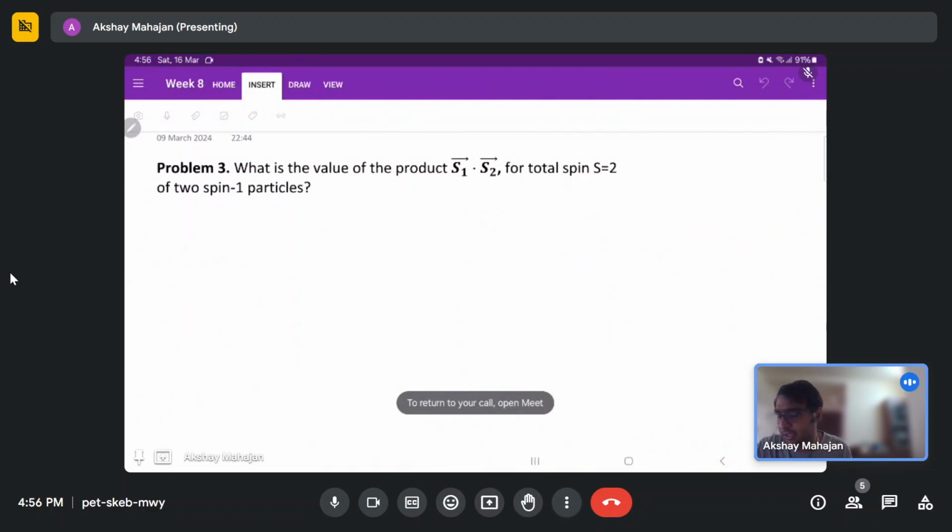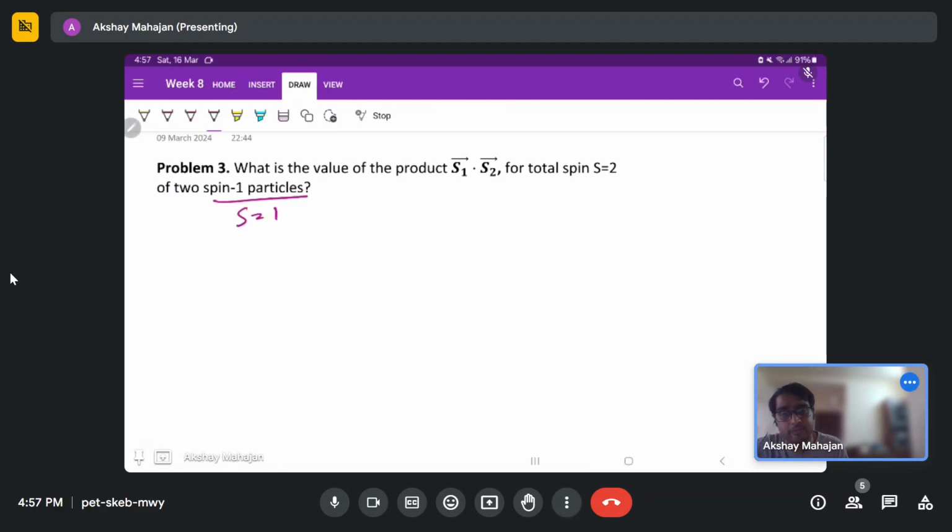So now problem number 3: what is the value of the product s1 vector dot s2 vector for total spin S equals 2 of 2 spin 1 particles? We are given 2 spin 1 particles, so each particle has s equals 1. And it is given that the total spin of those particles is 2. Now we have to find this product.